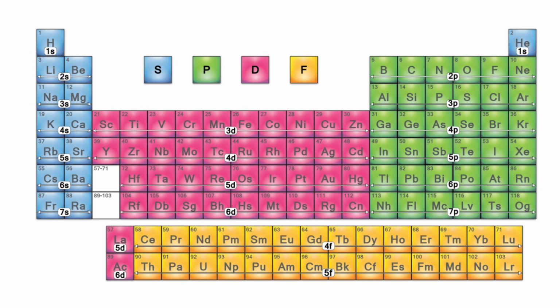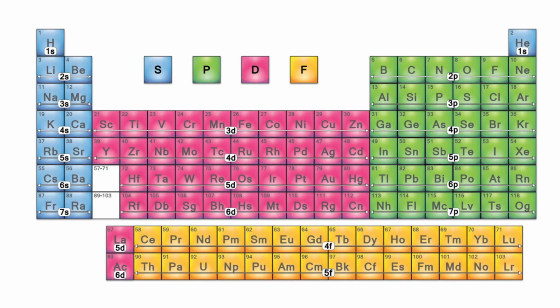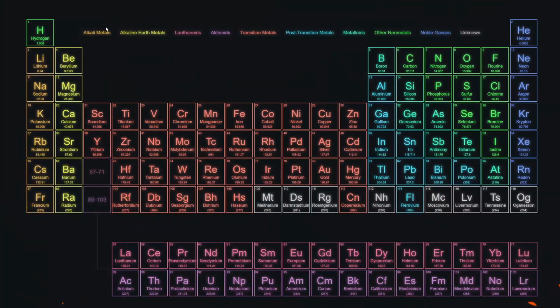The last block we have is the f block, and the f block includes the lanthanides and the actinides, where the valence electrons are filling the f orbitals. The f orbitals also have a complex shape. I'll show it to you right here. The f block elements are located at the bottom of the periodic table, where you can see the lanthanoid and actinoid series.